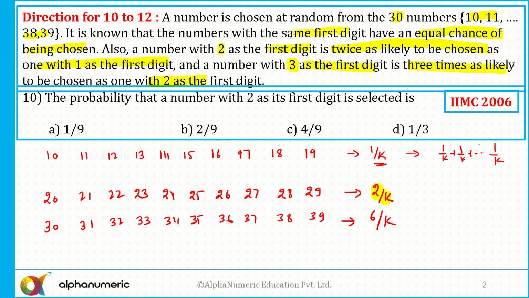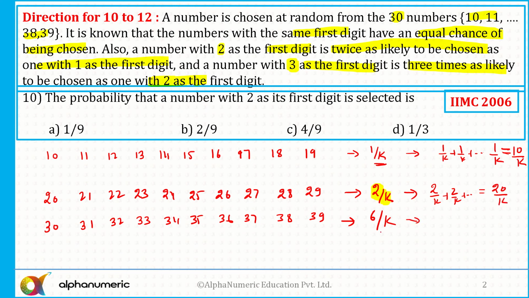I can say that is equal to 10 by k. Now, similarly, again, probability of picking 20 is 2 by k. Probability of 21 is also 2 by k. So what is the total of this? That is equal to 2 by k plus 2 by k, and I need to add how many times? That is 10 times. So if you add 2 by k 10 times, that is 2 by k into 10, which is equal to 20 by k.